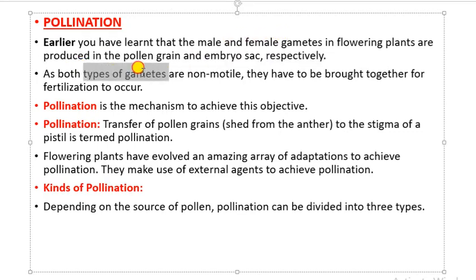Now, both these types of gametes are non-motile in nature. As a result, they should be brought together. So both male and female gametes, as they are non-motile, should be brought together so that fertilization can take place. Now, pollination has the ability to bring these two gametes together. So it is the mechanism to achieve this objective.